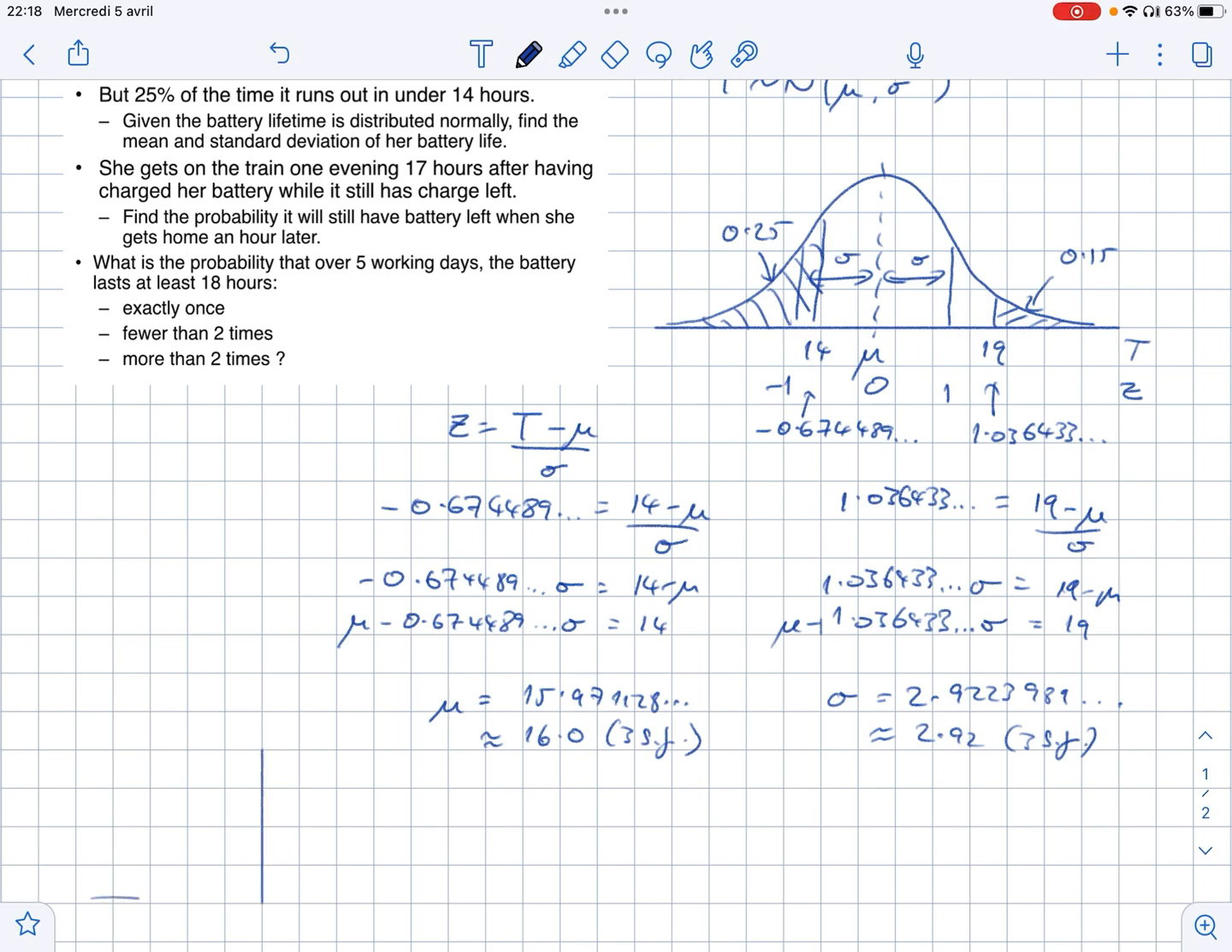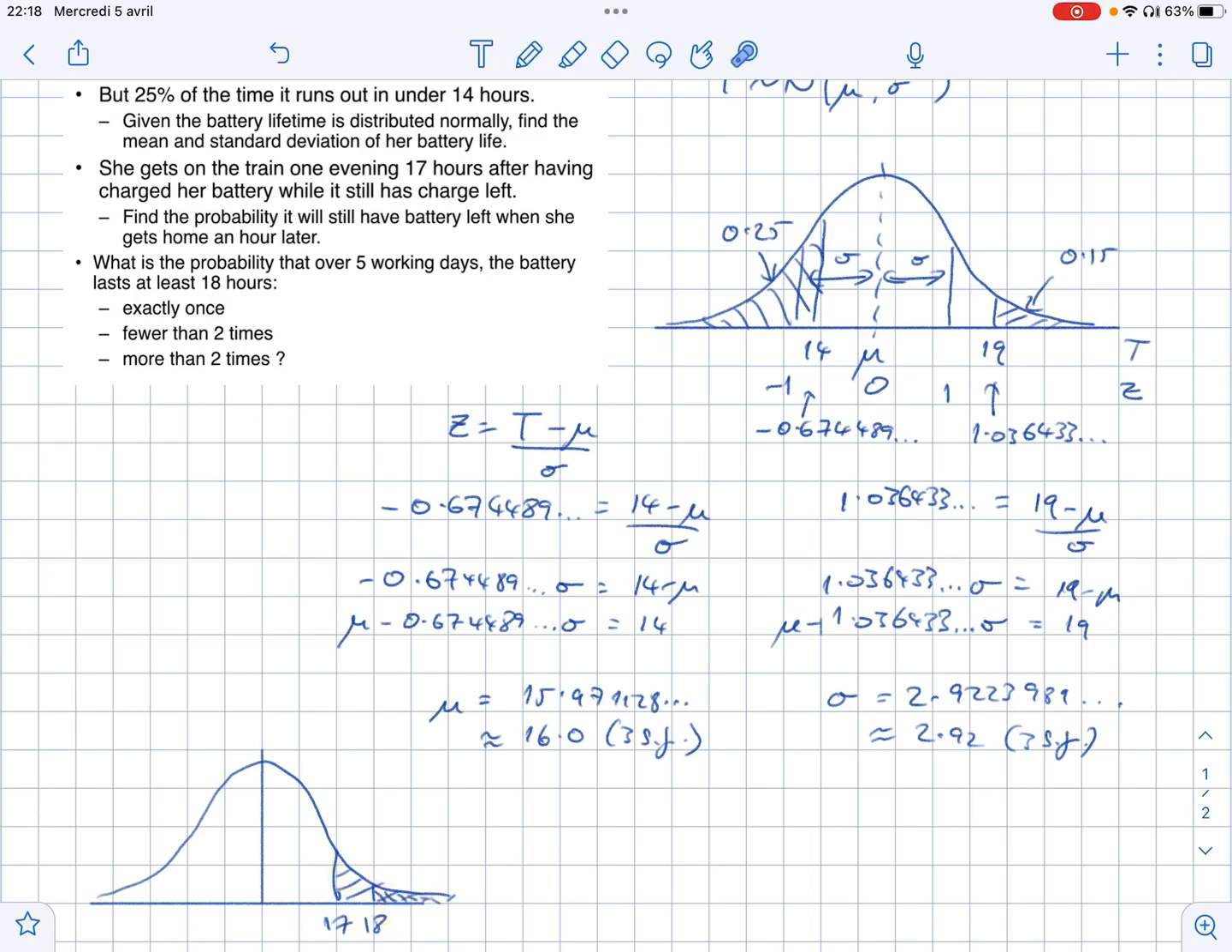It means that on our nice Gaussian curve, like this, we've got 17 here and 18 here. And what we know is she was definitely up in this section. She definitely had 17 hours left because she still had charge left 17 hours later. And then we need to find 18 hours left. What's the probability of her getting in here, given that she had at least 17 hours left?